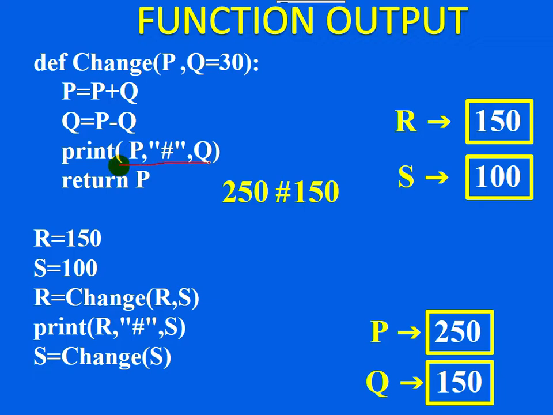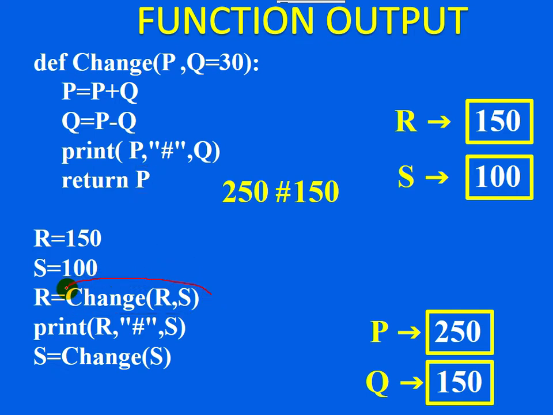And after displaying the data, a new line is inserted because the default ending character is new line. Now return P. What is P? 250. So return 250. To where is the answer returned? The answer is returned to the point from where the function was called. So it's a very important point. You return the answer to the point from where the function was called.